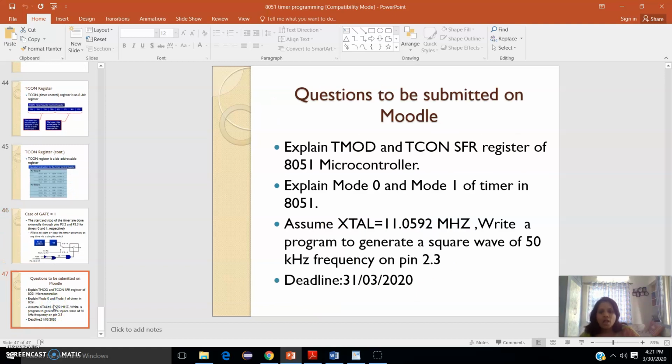Now at last, these are the questions from your timer programming which you have to submit on Moodle, and the deadline to submit the answers to these questions in the form of a soft copy is 31st March. I have given only 3 questions here, because all of them are based on today's presentation, and after this presentation I will assume you understand timer programming.